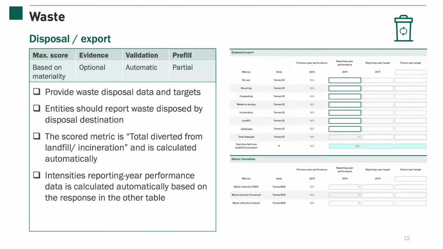To obtain full points for the indicator, entities should provide targets for the reporting year and a future year for the scored metric. Note that the targets for the scored metric are not calculated automatically. The third table in this indicator is the intensities table. The reporting year performance data for this table is calculated automatically based on the values provided in the tables above.